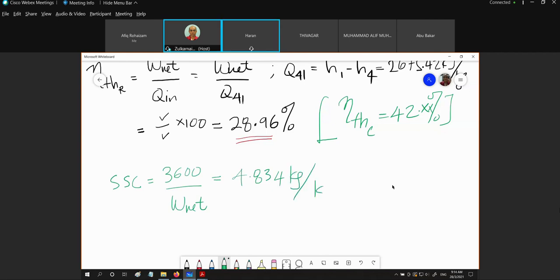4.834 kilogram per kilowatt hour. Meaning that we are going to make sure that the boiler will produce enough steam, which is 4.834 kilogram of steam, which will give us 1 kilowatt hour, that is 1 kilowatt for a working time of 1 hour. That is how much we have.